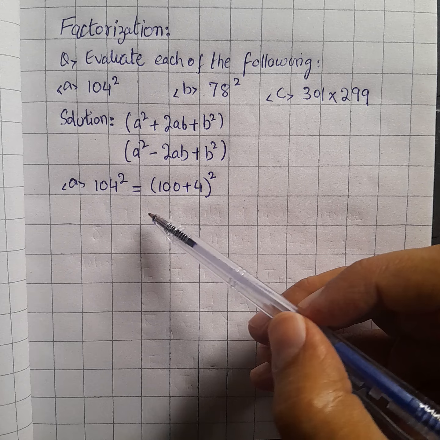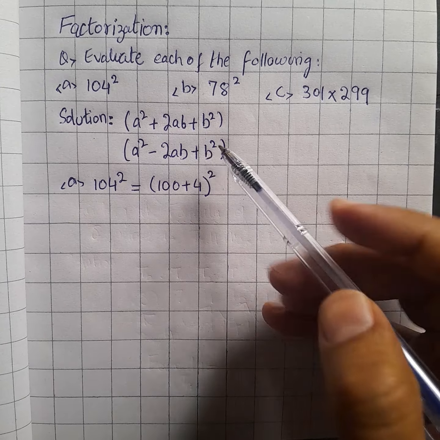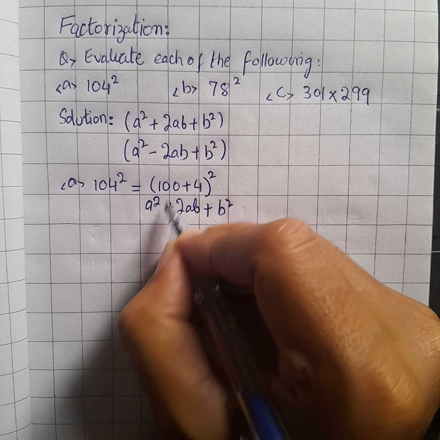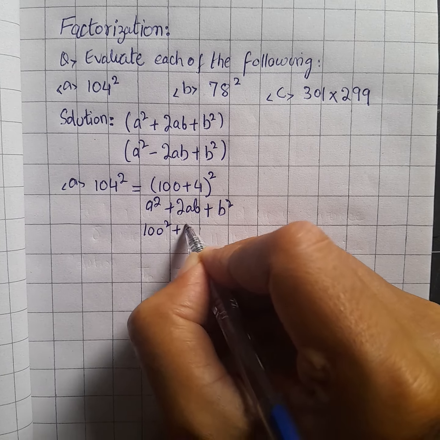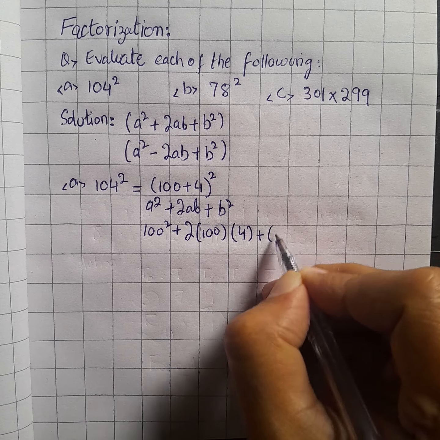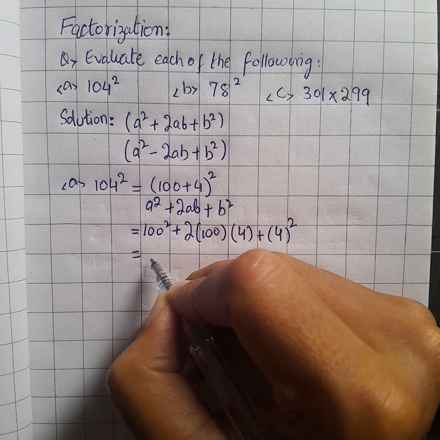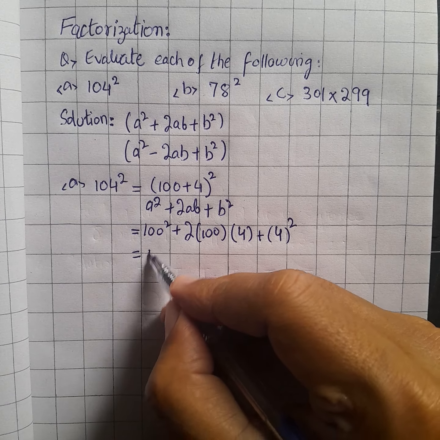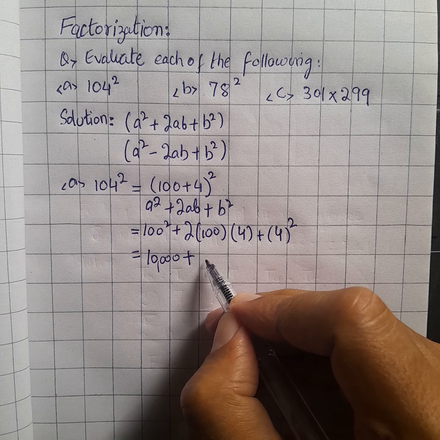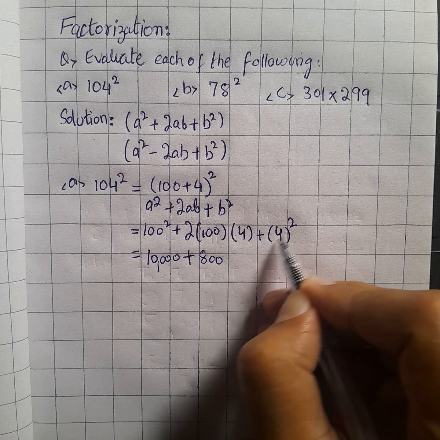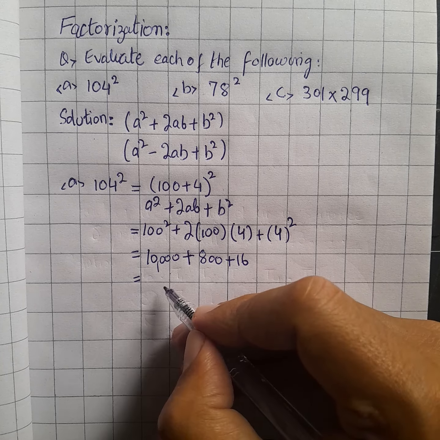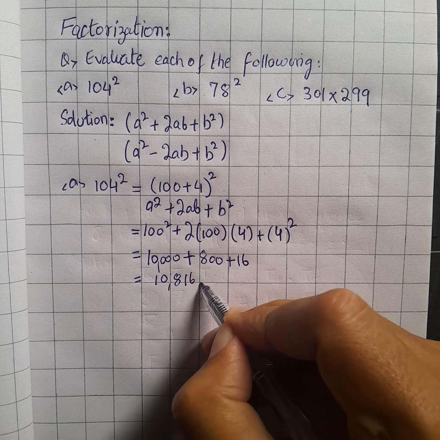We can write 104 square as 100 plus 4 whole square. Now we can apply the formula a square plus 2ab plus b square. So we have 100 square plus 2, we have 100 as a, and b as 4, plus b square. Now you can solve this. 100 square will be 10,000, plus 100 multiplied by 2, 200, 200 multiplied by 4 will be 800, and similarly 4 to the power 2 is 16. So if you add these three numbers, you get 10816. So this is your answer.